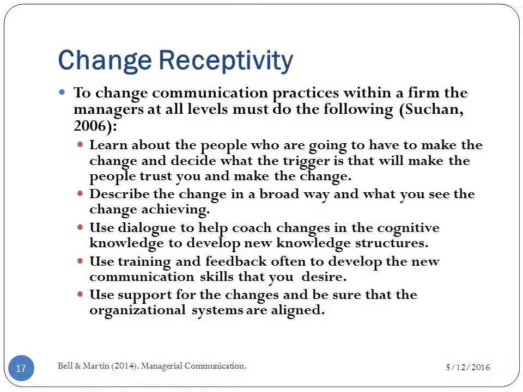To change people's receptivity to new ideas in a firm, there's a number of things that Suchin has come up with that you can do, and they're good ideas. They're a good place to start if you don't know where to start. Learn about the people who are going to have to make the change and decide what their triggers are that will make them trust you and make the changes. And this is where personality can be very important, and of course your past history.